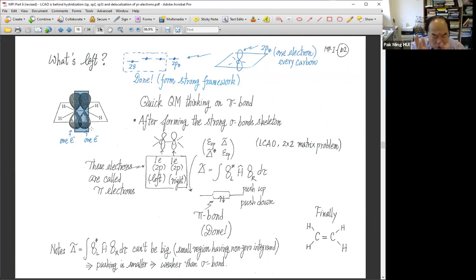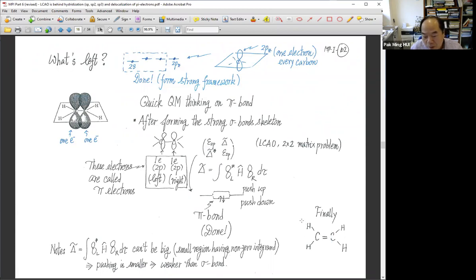The overlap is not to be strong, they just touch each other. In this extent, this is a pi bond. So they just push each other slightly, you gain a bit more energy. Not as much as the framework, this rigid framework. So at the end, you have another bond here. Therefore, you have this double bond in the chemistry notation.